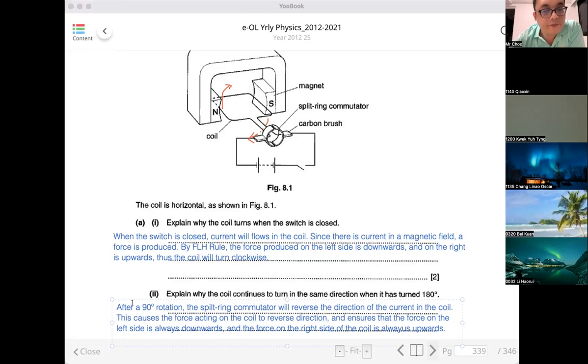And then I mentioned after 90 degree rotation, because the diagram is vertical. So after a 90 degree rotation, the split ring commutator will cause the current to reverse. And because the right side is going down, after 90 degrees you actually change to up. So the left side is always moving up. Can you all see that? Okay, so can you all look at your answer and tell me the part that you can improve? Then we'll move on to the next question.